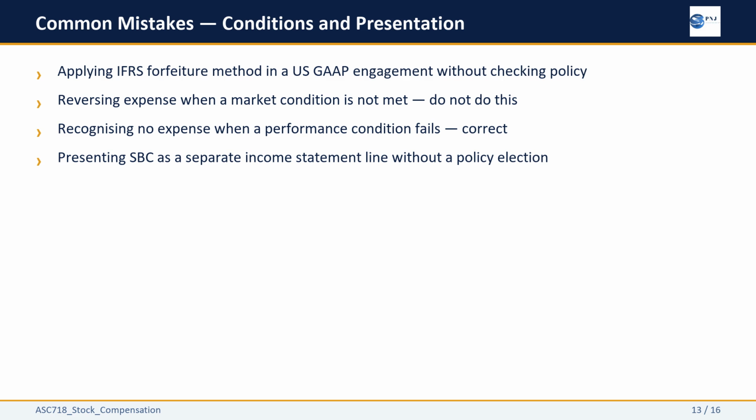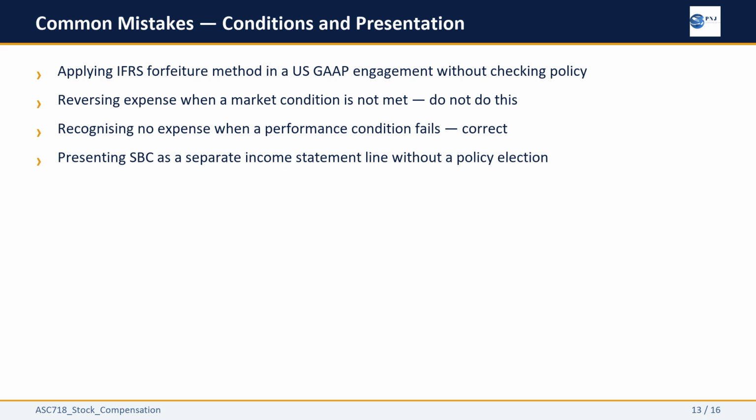Two condition-related mistakes cause recurring audit findings. First, for market conditions, expense is always recognized over the service period, even if the stock price hurdle is never reached. Do not reverse market condition expense on failure. For performance conditions, the opposite applies. If the performance target is not met and awards are forfeited, reverse the cumulative expense.